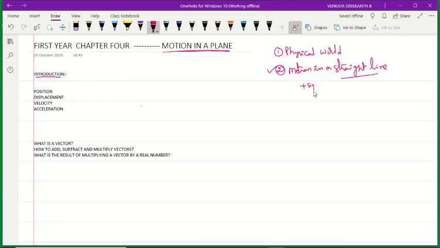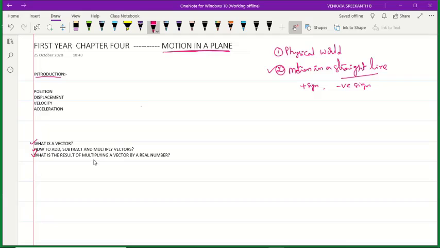One is positive direction and another one is negative direction. That is positive sign and negative sign. That means in one dimension only two possible directions are there. But in order to describe the motion of an object in two dimensions, that is in a plane, or three dimensions, that is in space, we need to utilize vectors. We need to learn the language of vectors. So, what is a vector? How to add vectors, subtract vectors, and multiply vectors.